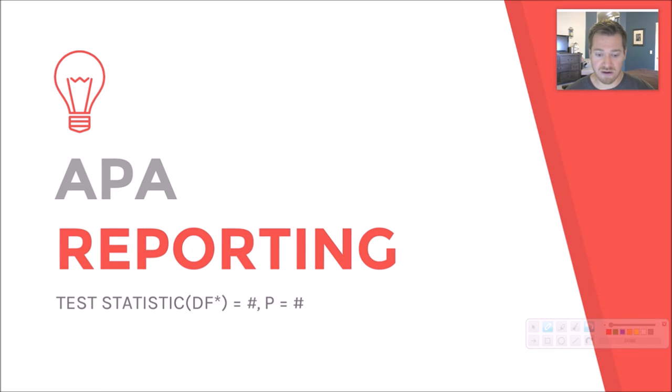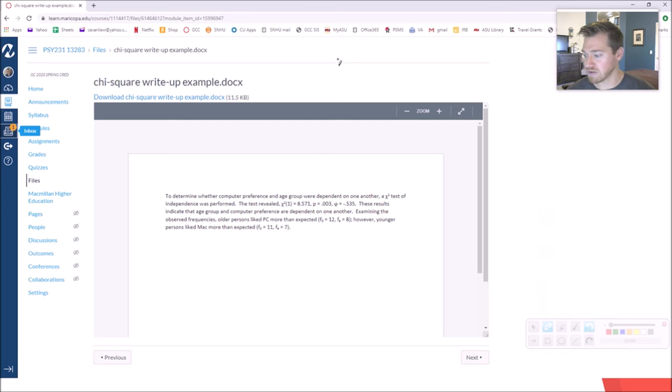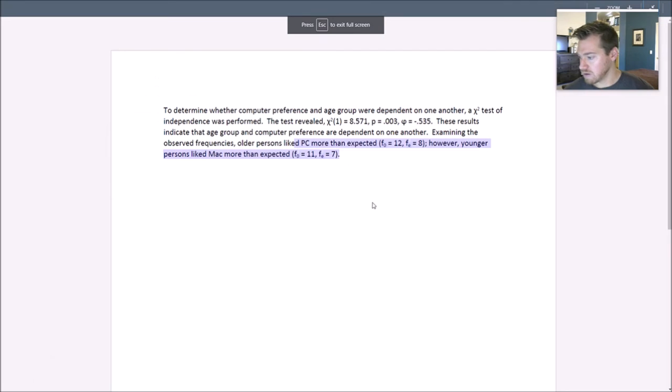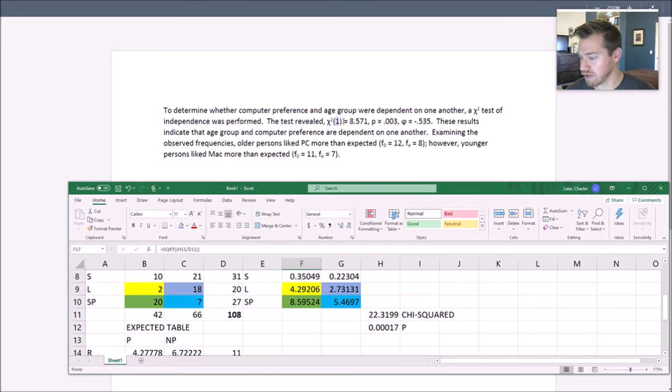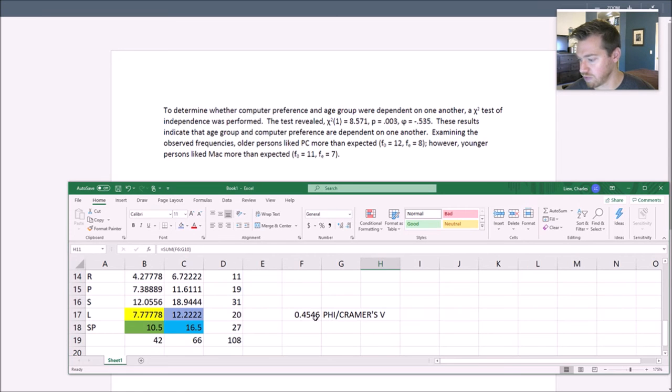I have in our class example write-ups, so let me show you what I'm talking about. So in our files, you'll find the example write-up like this. And so here it was looking at computer preference and age group, right? So chi-square test of independence, so that's what we just did. We did a chi-square test. We would have chi-square with 4 degrees of freedom, right? And if we pick up our results here, so chi-square, it would be 4 degrees of freedom. Our chi-square value here would be 22.32. Our p-value would be less than 0.001. Our phi would be 0.45.